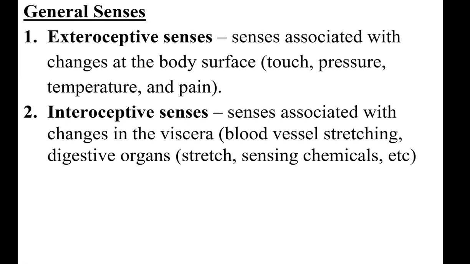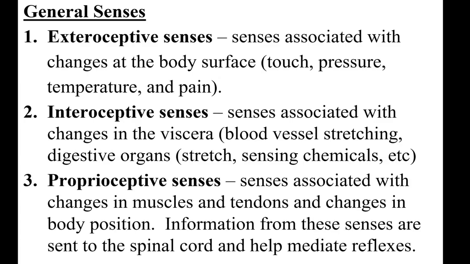Next, you have the interoreceptive senses, or sometimes referred to as the visceroreceptive senses. These are associated with changes in the viscera. So things like blood pressure, stretching blood vessels, and ingested meals stimulating chemoreceptors in the small intestine, and so on. The third type is going to be called the proprioreceptive senses, and these are going to be associated with changes in muscle and tendons and body positions. This information from these senses is going to be sent to the spinal cord and can help mediate the different reflexes that need to respond to this stretching.